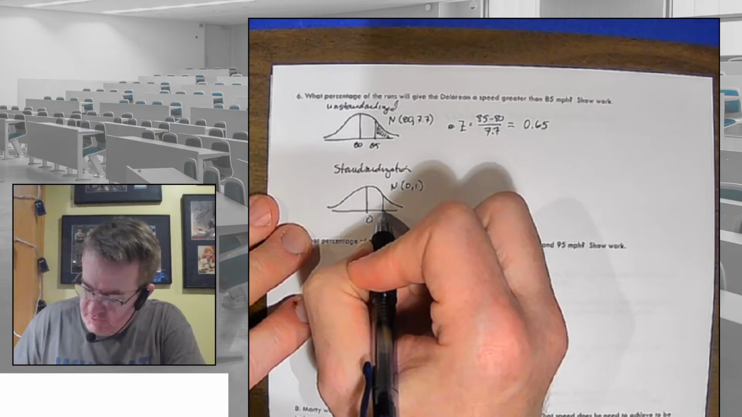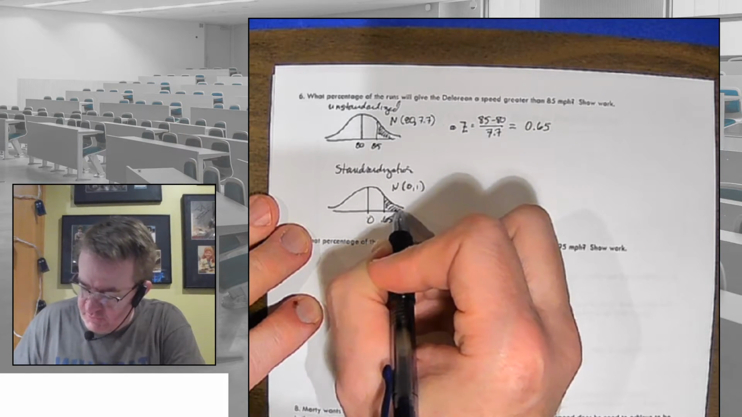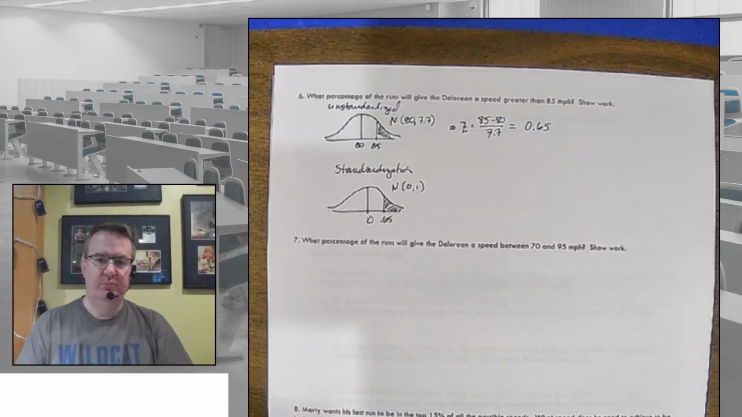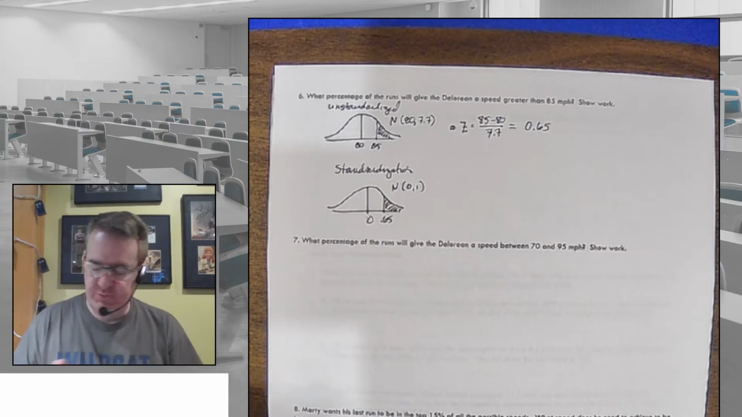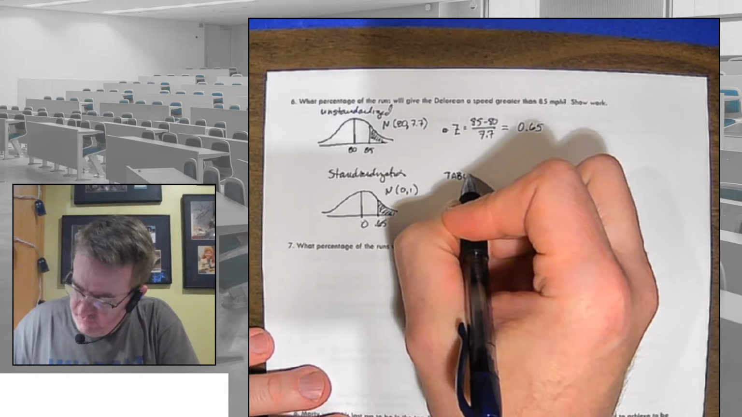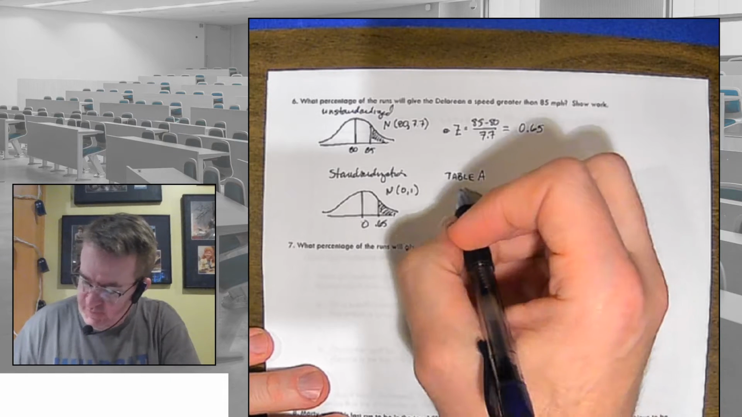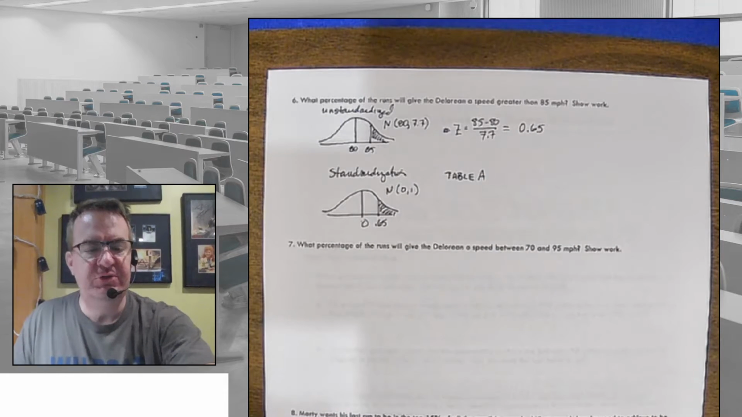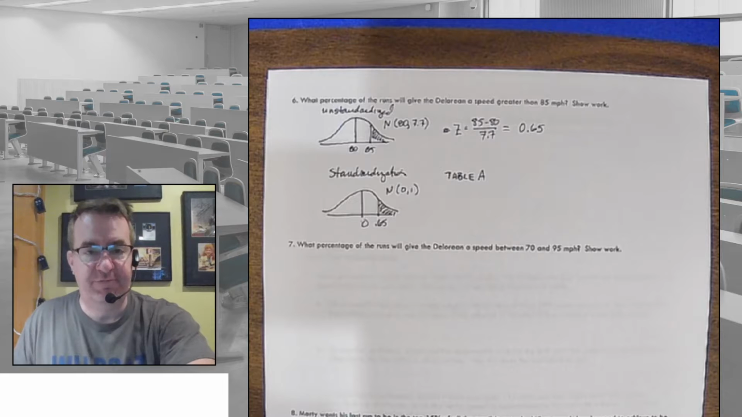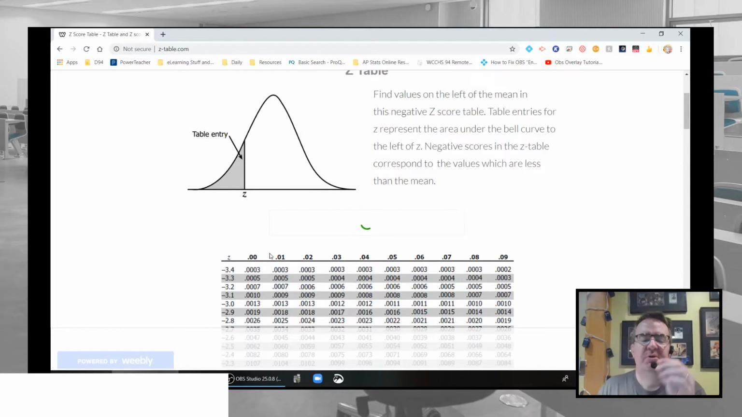Here, I'm going to use my z-score of 0.65, and we're going to shade to the right. Not earth-shattering. That's okay. So for Table A, what we're going to end up doing here is this. Now, Table A is always going to give you area to the left. In fact, I think the picture's up here. Find the values on the left.